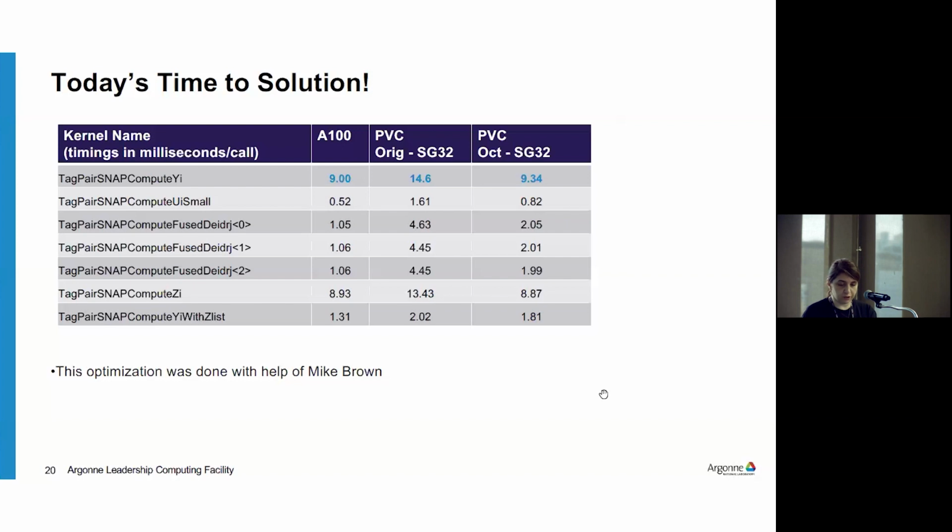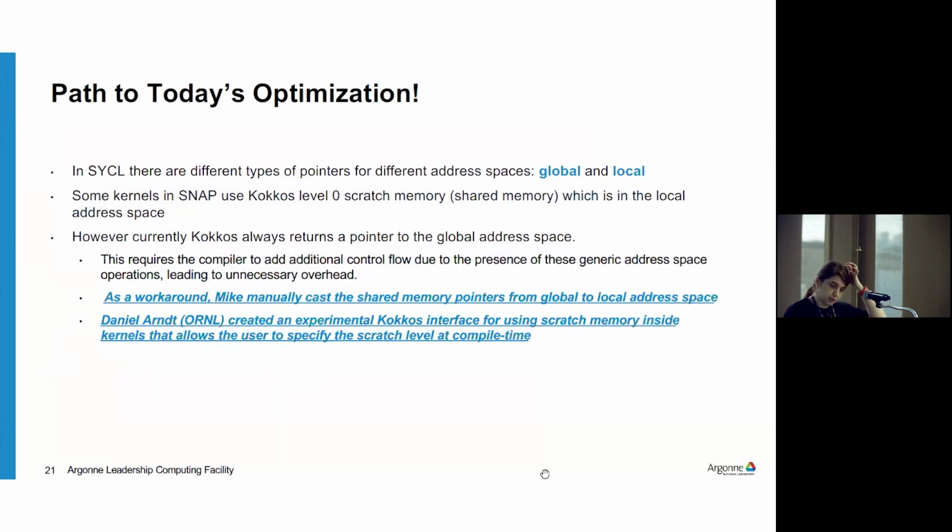So this is where we are today, the blue number at the very end. Basically, we did multiple different things. One thing is, you probably know already that in SYCL we have different types of pointers for addresses, global and local. Now, SNAP uses KOKKOS level 0 scratch memory, or shared memory, which is the local address space. But KOKKOS always returns it in the global address space, and that was an issue because it added overhead to our calculation. So there were two approaches or workarounds. Mike Brown from Intel basically said, let's just cast the shared memory pointers directly from the global to the local address space.